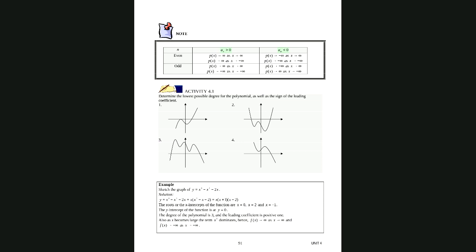Now the next thing is the leading coefficient. The sign, is it positive or negative for number 2? And why?